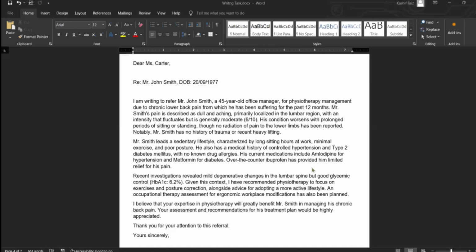And see, in this also, there is one thing I haven't mentioned. I have actually given this task to one of my friends as well. When he attempted this letter, he mentioned that Mr. John Smith, a 45-year-old office manager who is single. You do not have to mention that. It doesn't have to do anything, whether he is married, whether he has kids, whether he is a divorcee, whether he is widowed. These kinds of things.